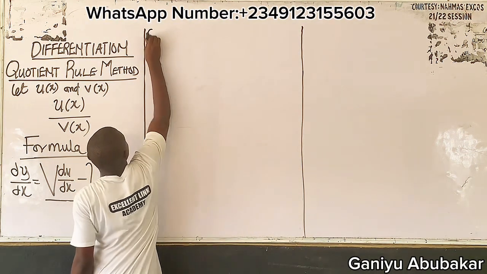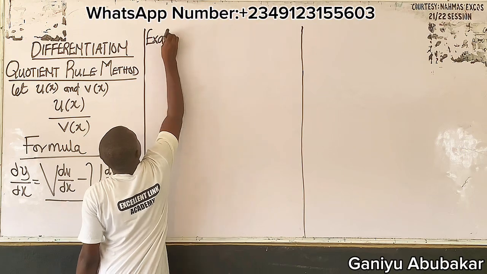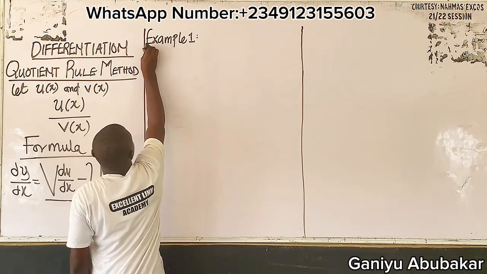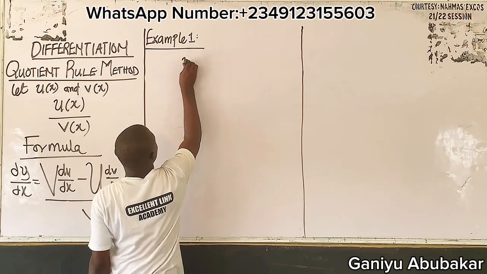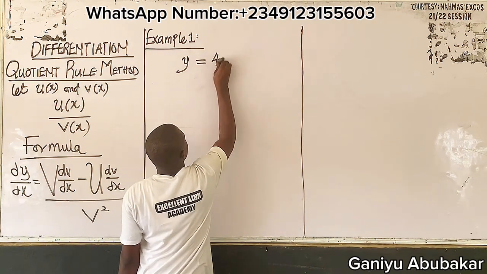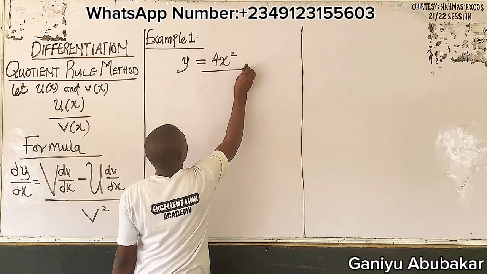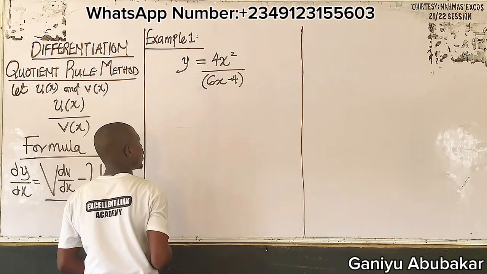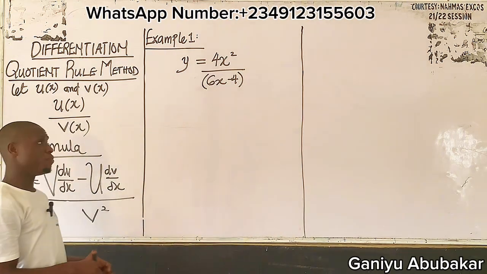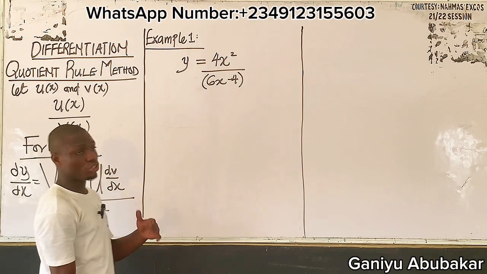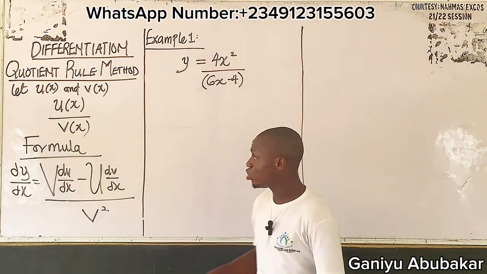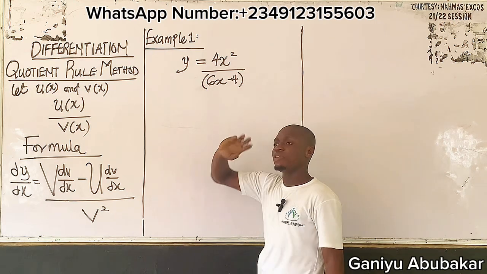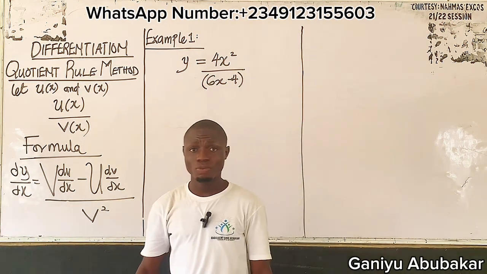Example 1. Let's say I have that y is equal to 4x squared all over 6x minus 4. I'm told to differentiate this. By the way, no one should tell you this is a quotient rule question. Why? Because they are dividing. So when it comes to the dividing concept, use the quotient rule, right?